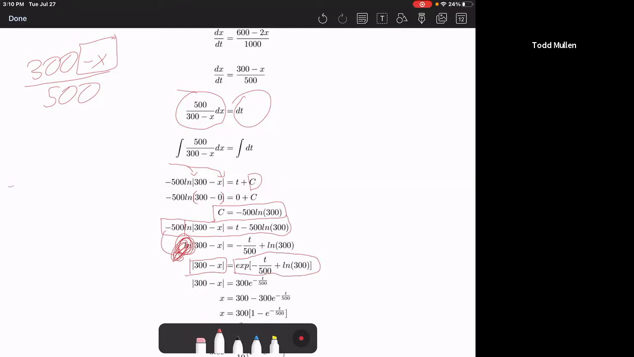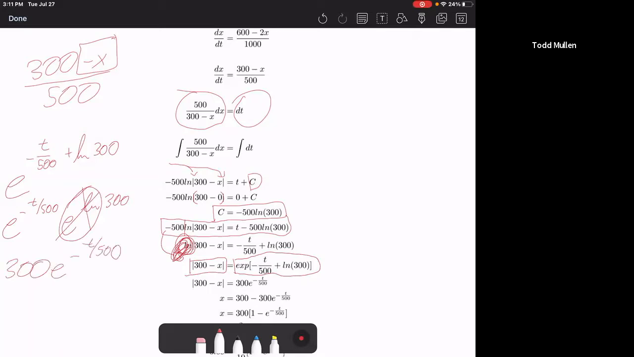Well, we can simplify that. E to the power of negative t over 500 plus ln 300 is equal to e to the negative t over 500 times e to the ln 300. When you have e to the ln of anything, it just cancels out. So we get 300 e to the negative t over 500. That's what we have right here.